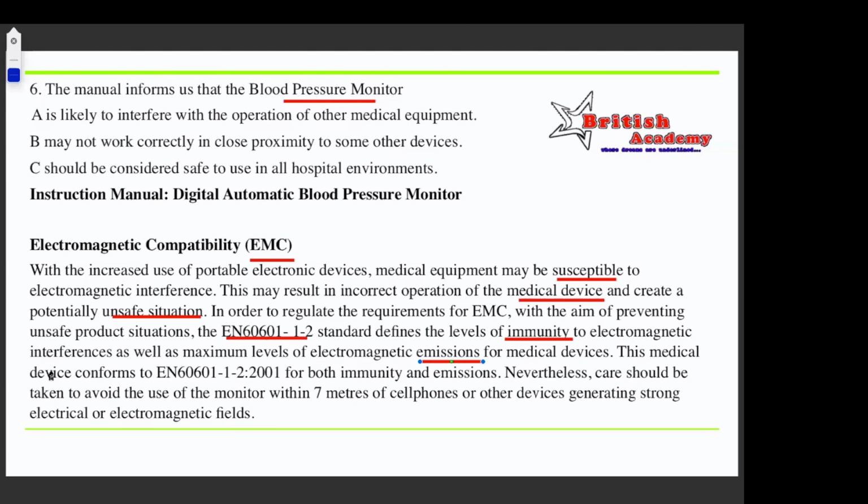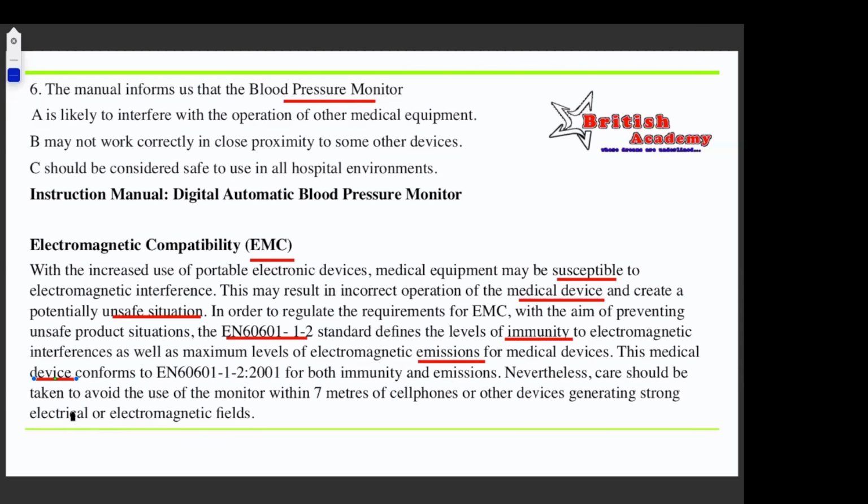It describes that this medical device conforms to EN 60601. Which medical device? This blood pressure monitor, for both. So it clearly says, guys, you should be careful. This device is our blood pressure monitor. This device conforms to EN 60601-1-2, which is this one, for both immunity and emission, for both the safer levels and the emission levels.